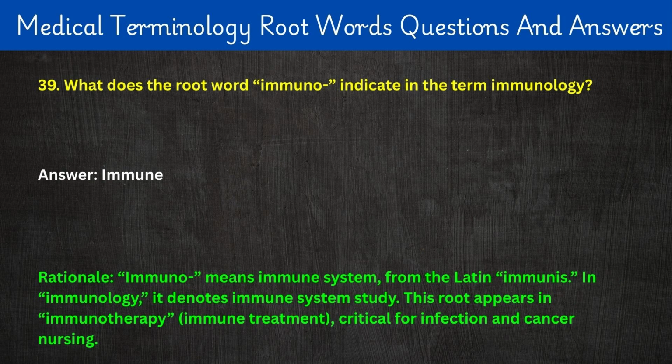39. What does the root word immuno- indicate in the term immunology? Answer: immune. Rationale: Immuno- means immune system, from the Latin immunis. In immunology, it denotes immune system study. This root appears in immunotherapy, immune treatment, critical for infection and cancer nursing.